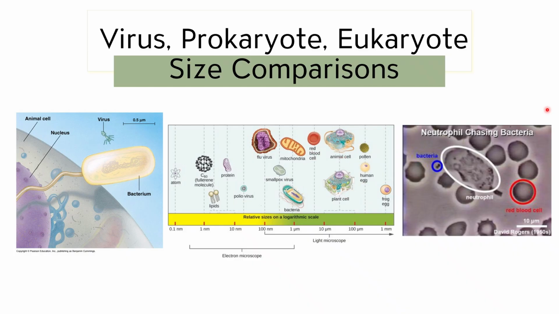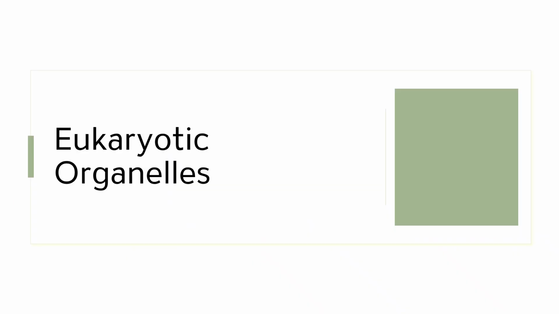Here's a really cool picture. We have a human red blood cell right here, a human white blood cell here, a neutrophil, and this is bacteria that the white blood cell is chasing and trying to eat.